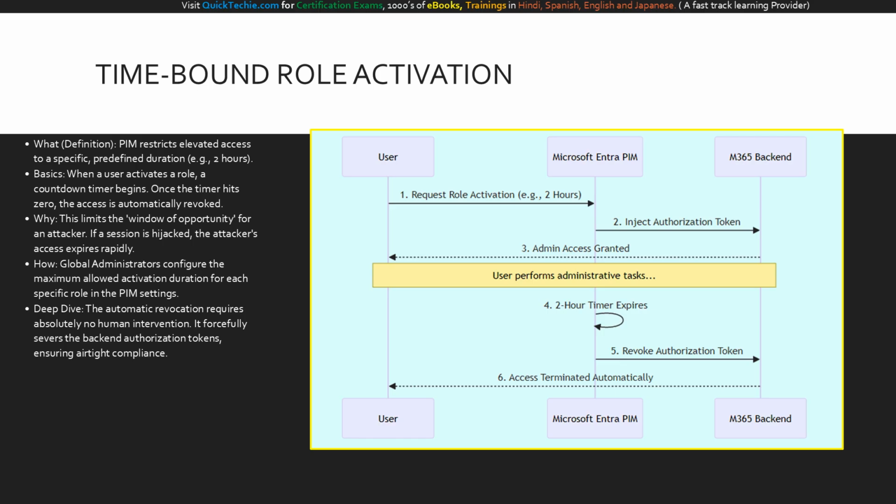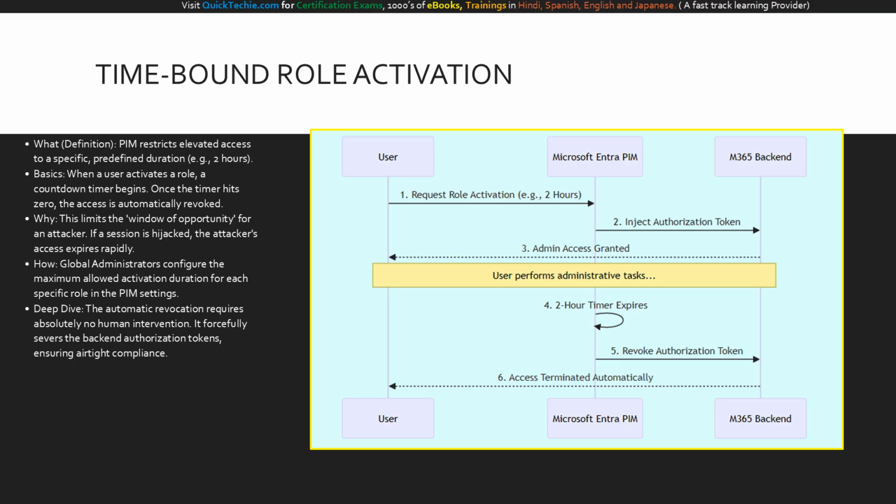As an administrator, you configure the maximum allowable duration for each role. A helpdesk role might be allowed an 8-hour shift, while a highly sensitive security admin role might be capped at 1 hour. The true beauty of this system is its automation. When the timer expires, the back-end authorization tokens are forcefully severed. No human intervention is required to clean up the permissions.